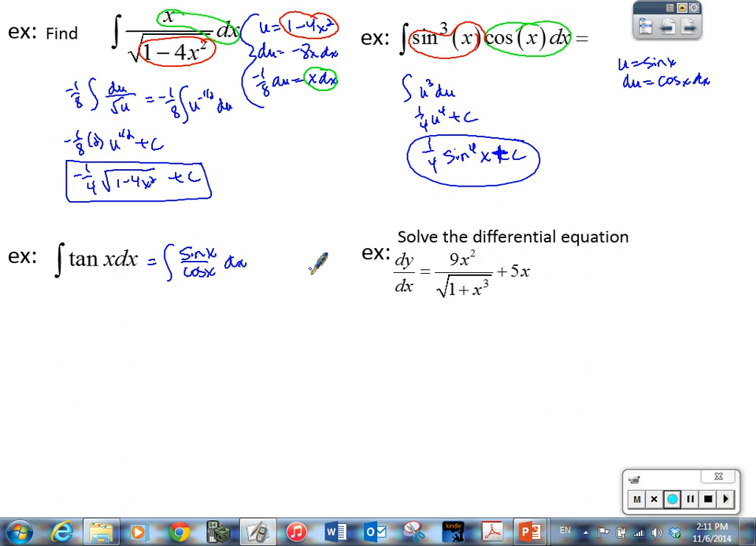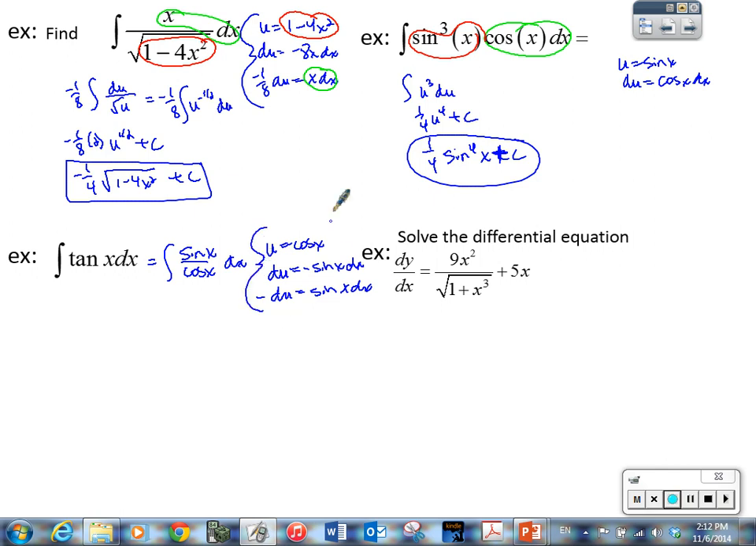You with me? Because it appears that the derivative is there, but it's really not. It's 1 over cosine that's there. So I don't have a choice. I have to pick cosine to be u. So u equals cosine x, du equals negative sine x dx. I don't have a negative in here, so I'd move it over. Negative du equals sine x dx. Okay?